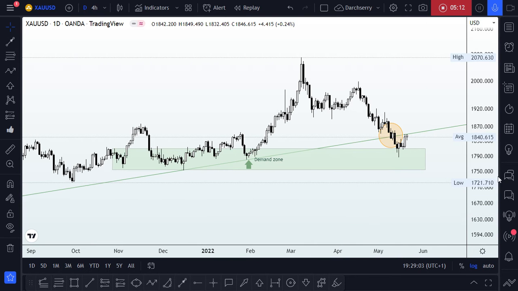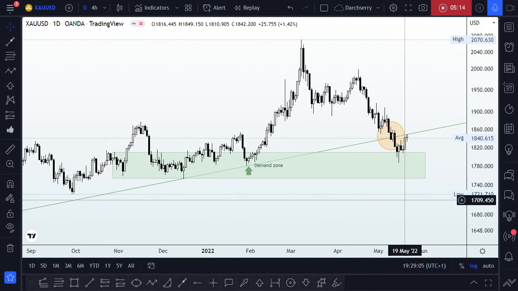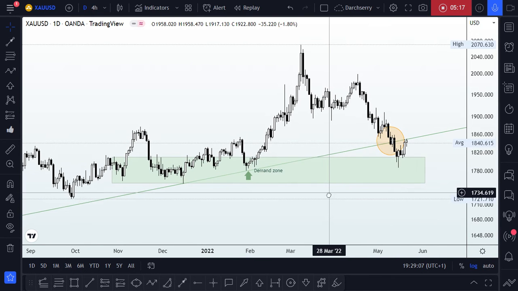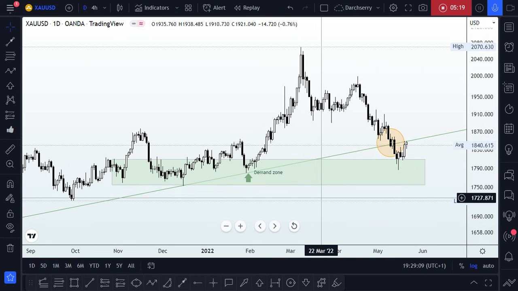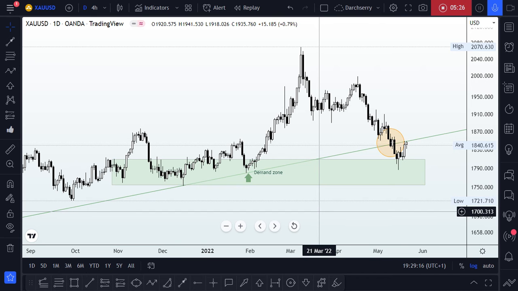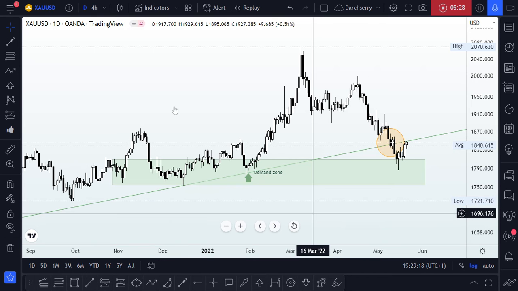So with no much further ado, it is very, very important that we go down to a much lower time frame to see what's actually happening, to probably dictate to us if we are going to buy or we are going to sell going into the new week.